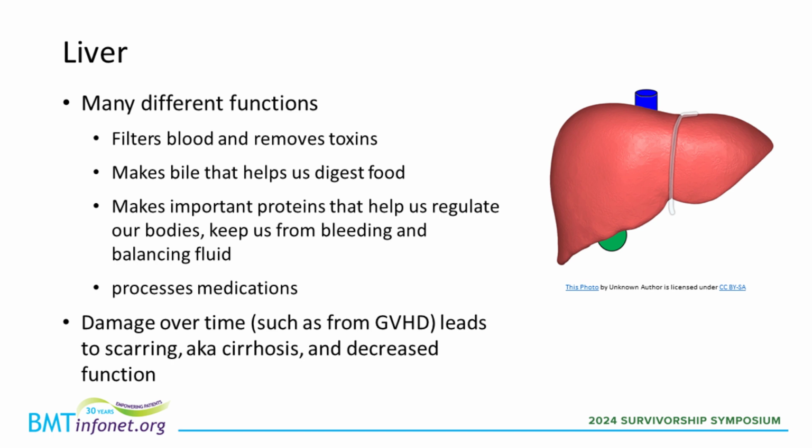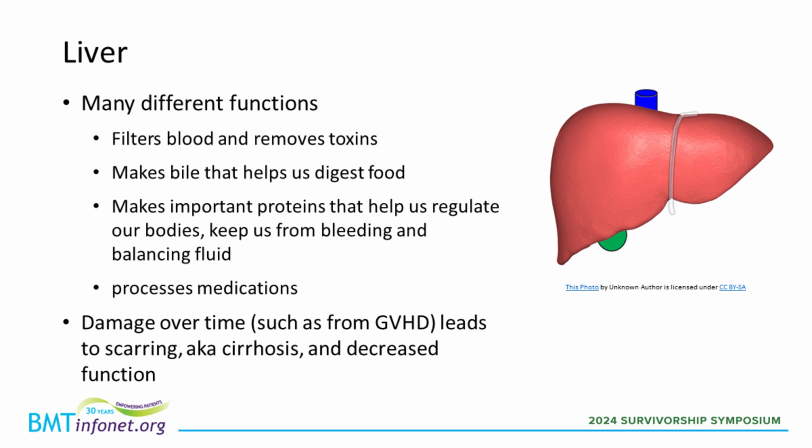Next slide. The second organ system we're going to talk about today is the liver. The liver has many different functions. So listed here, it's not all encompassing. The liver filters blood and removes toxins, makes bile that helps us digest food, makes proteins that keep us from bleeding, it helps us balance fluid, regulates our bodies in general. And importantly, this involves metabolizing and processing medications too.